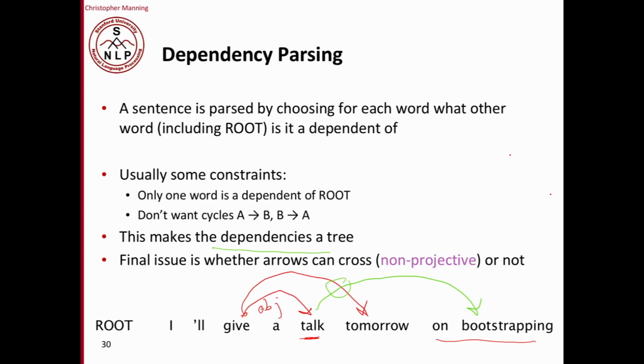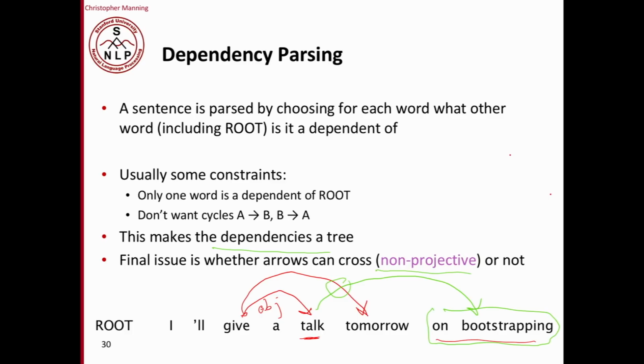So what we say is that the parse of a sentence is projective if there are no crossing dependencies, and it's non-projective if there are crossing dependencies. Most of the time English is projective in its parses, but occasionally not. That happens when you have constituents delayed to the end of the sentence. You could have said, I'll give a talk on bootstrapping tomorrow, and then it'd have a projective parse. But if you want to, you can delay that extra modifier and say, I'll give a talk tomorrow on bootstrapping, and then the parse becomes non-projective.